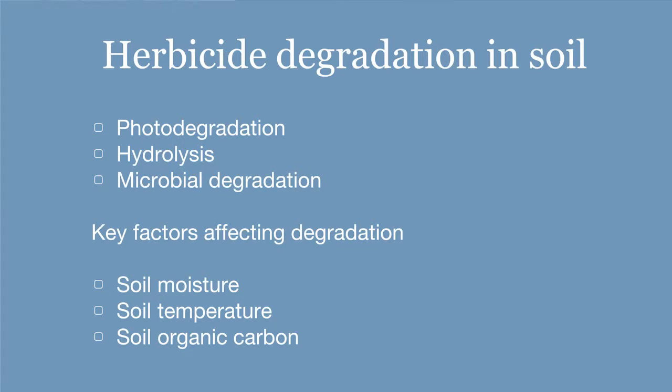So the reason that these factors are important is that if we don't have soil moisture, then we're not going to have the herbicide broken down by microbes because our microbes aren't going to be growing. We won't get hydrolysis because that requires water. And we also won't get a lot of photodegradation because the herbicide will actually be bound to soil components. And it's only really available for photodegradation when it's free from those components.